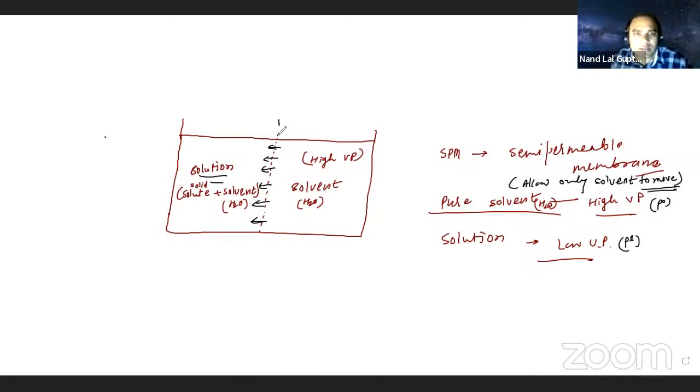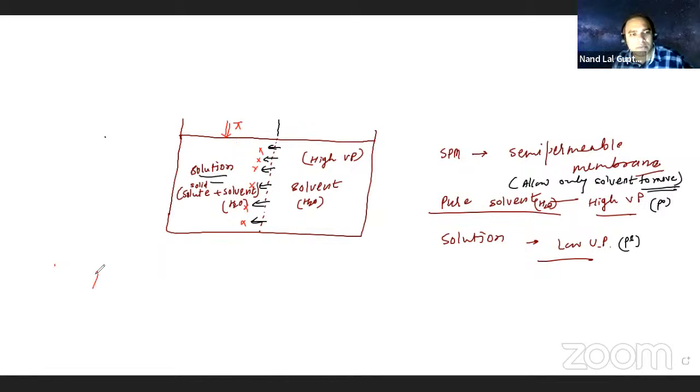Now, another concept arises here. How do we stop this osmotic phenomenon? What do you need to do? If you apply pressure on this side, the flow is going to stop, students. Whatever pressure you apply is represented by pi, and that is called osmotic pressure.